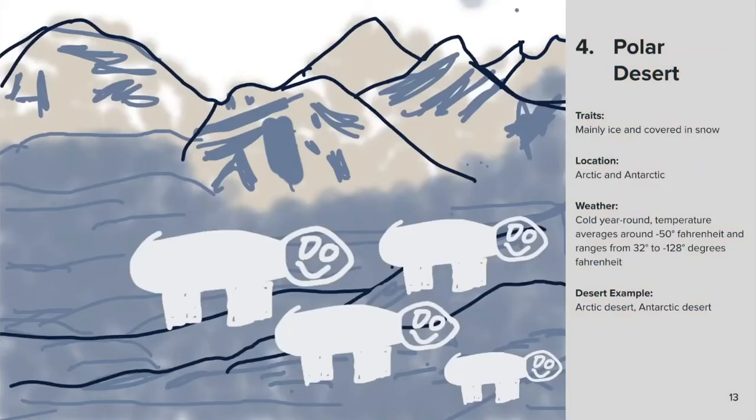Fourth is the polar desert, the coolest desert of all of them. They are mainly ice and covered in snow. The locations are the Arctic and Antarctic. The weather is cold year-round. Temperature averages around -50 Fahrenheit and ranges from 32 to -128 degrees Fahrenheit. Also, I drew some polar bears here in some mountains.